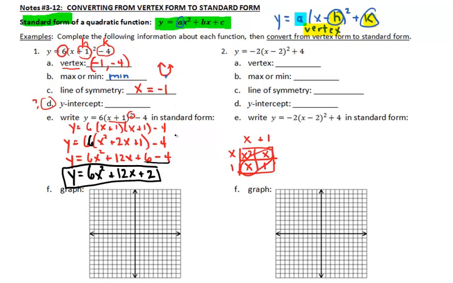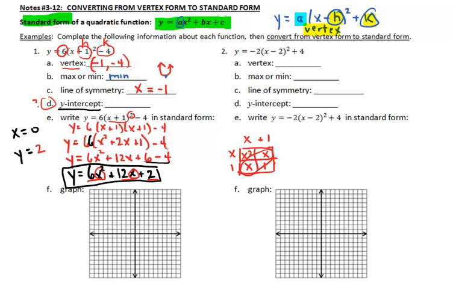Now let's go ahead and look to find the y-intercept. Remember the definition of y-intercept, it's the value of y when x equals 0. So what is y when x equals 0? If I put a 0 in for this x, put a 0 in for this x, that gives me 6 times 0 and 12 times 0. Those both just go away, and I'm just left with this 2. So the y is going to equal 2.